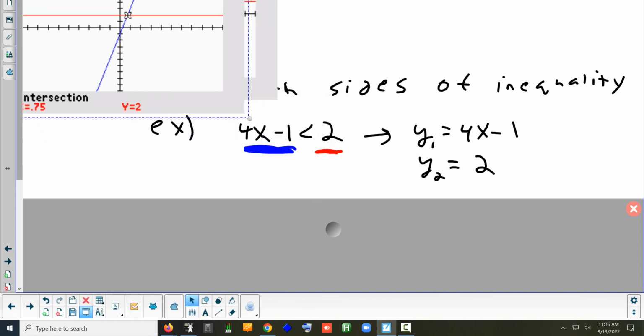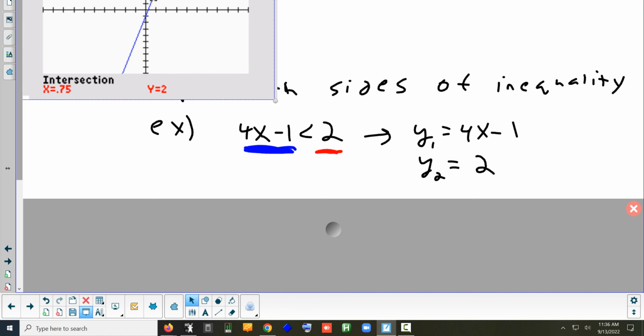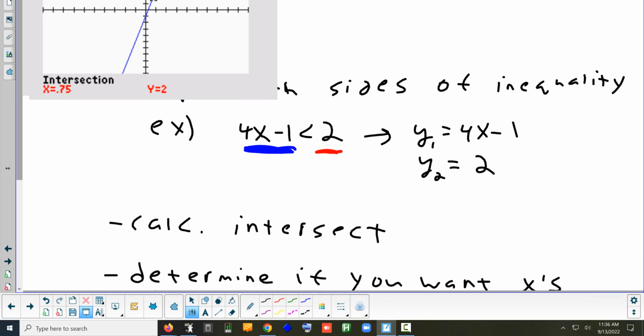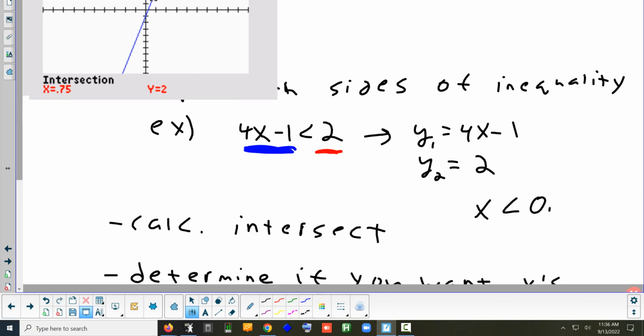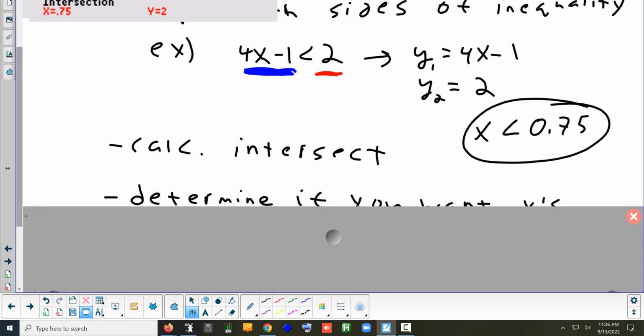And I get an intersection point of 0.75. Now we just decide, do we want things less than 0.75 or more? Well, we want the blue graph under the red graph. That will happen as the X values go to the left. So we want everything less than 0.75. And that would be the same if you change it to first. So it's exactly the same answer. It's just a different way of doing it. A root versus an intercept.